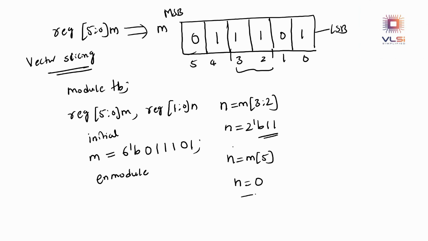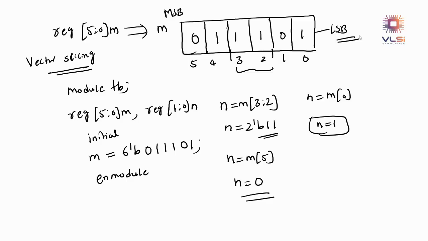So I can store the value, that is n equal to 0. Or we can consider n equal to m[0]. I can access an individual bit; that is nothing but vector slicing. So n equal to 1. This is the LSB.